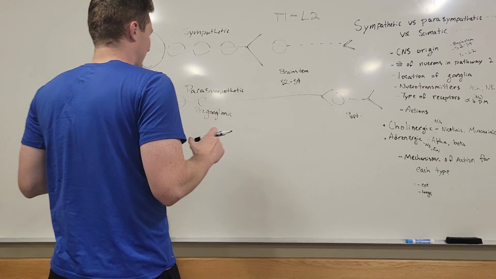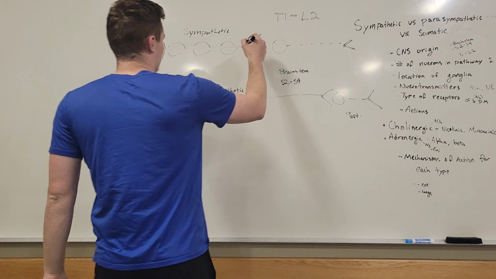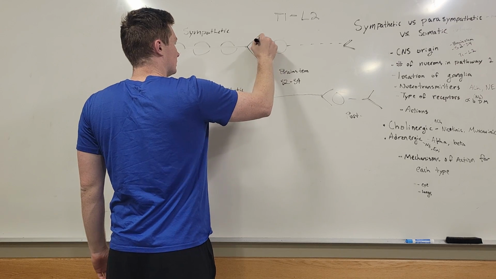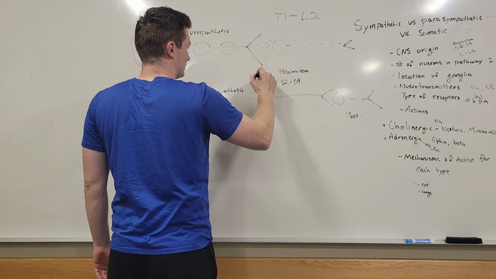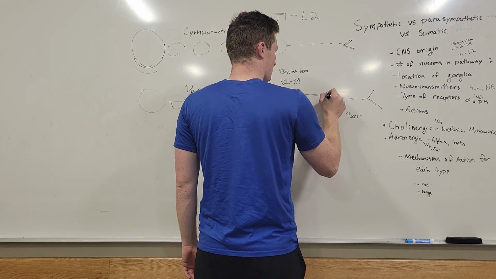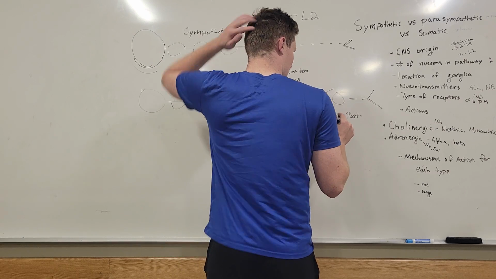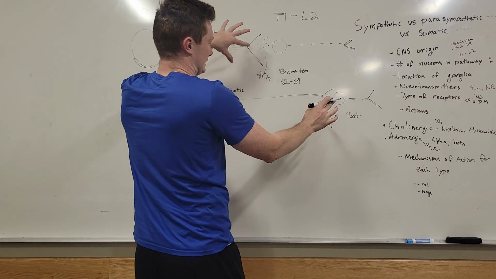And of course we've got different neurotransmitters between these. Say we get something going from here, we're going to get a synapse, and this is ACh. Same thing here, ACh. That's the first synapse for both of these.